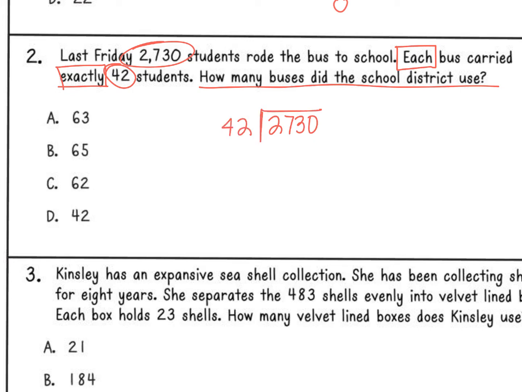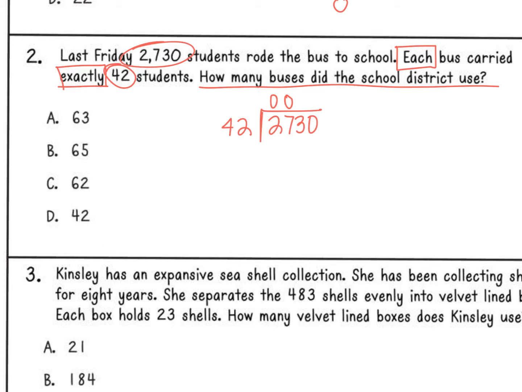Now, can 42 go into 2? No. Placeholder 0. Can it go into 27? No. Another 0 the hero there. So how many groups of 42 can be made from 273? No idea. How could we figure that out? Multiply. Okay, I'm going to try something. This might backfire on me in a minute here.